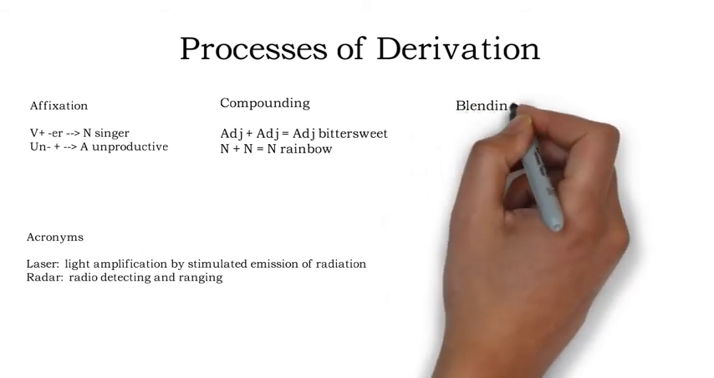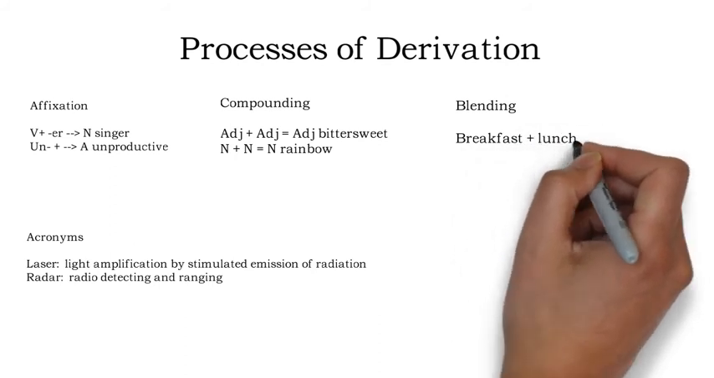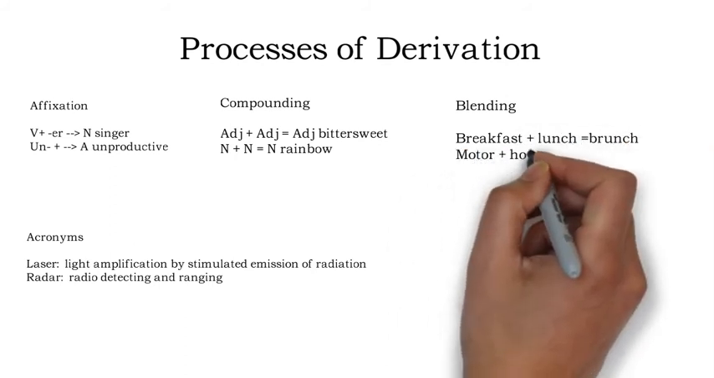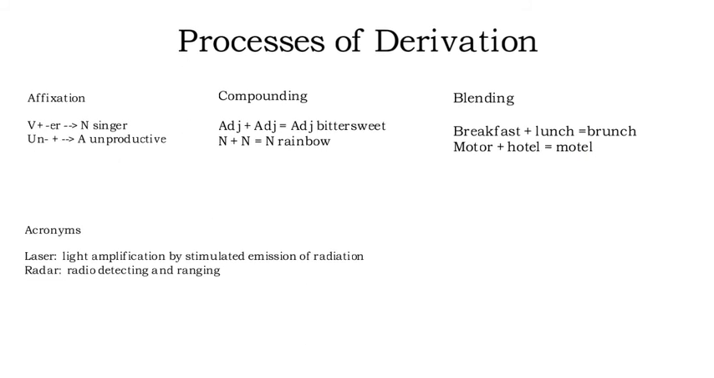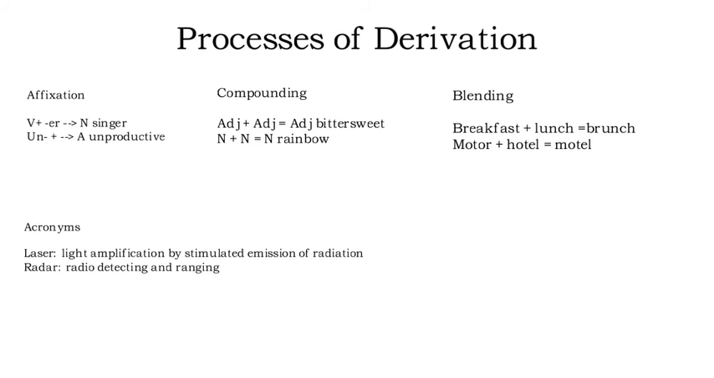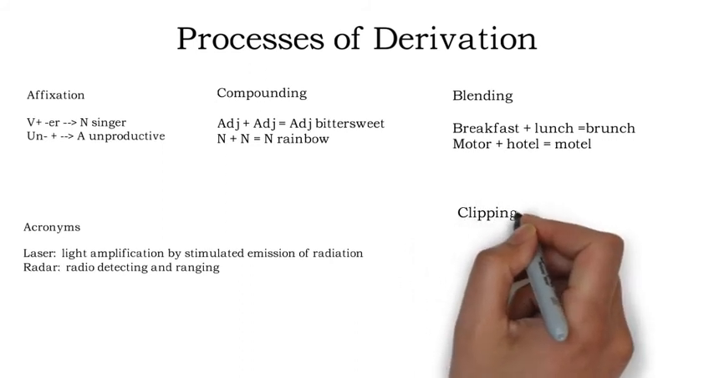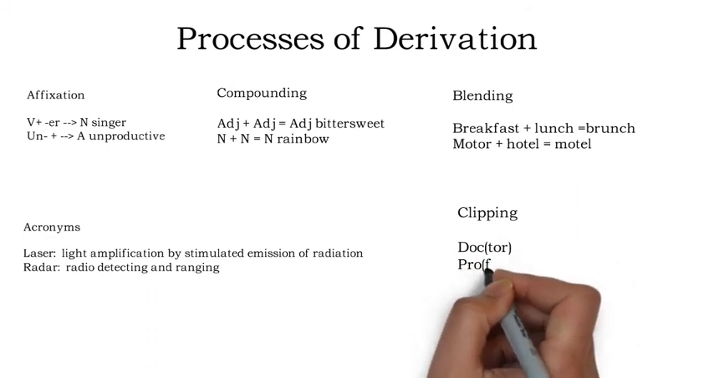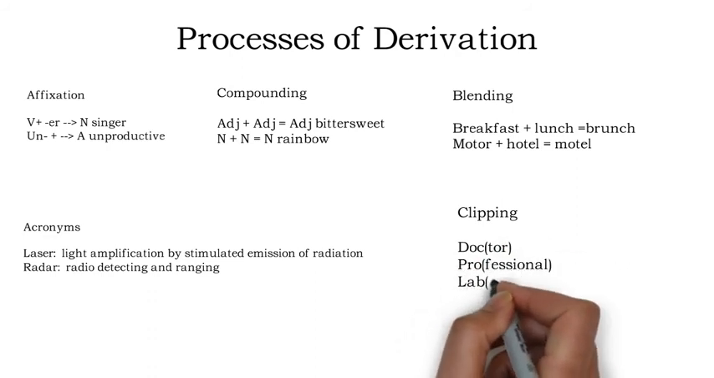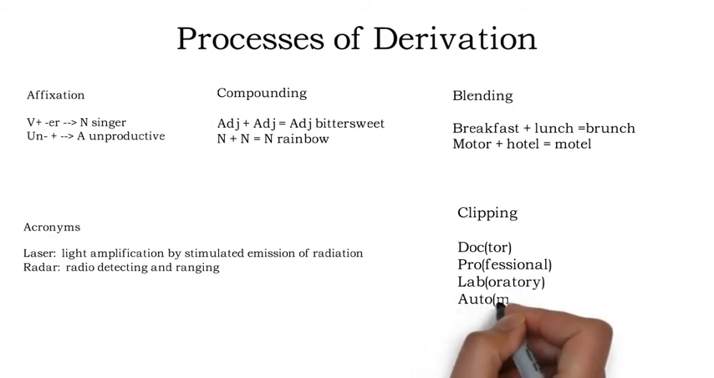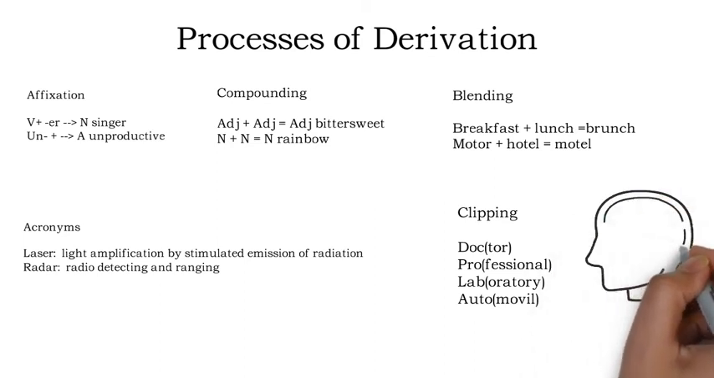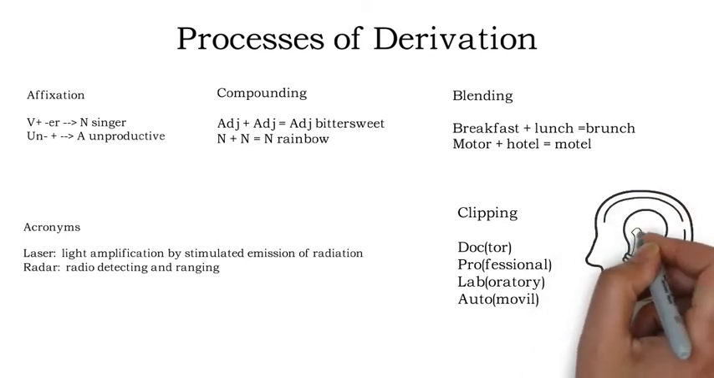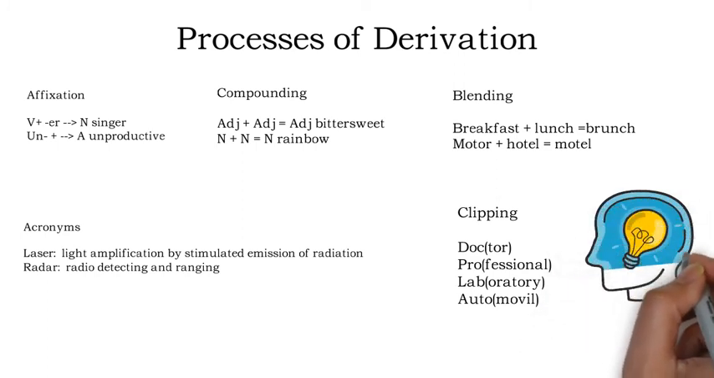The fourth is blending, parts of two different words are combined. For example, breakfast plus lunch is equal to brunch. Motor plus hotel is equal to motel. Finally, we have clipping. Longer words are shortened. Doctor is doc, professional is prof, laboratory is lab, and automobile is auto. So there are 5 different processes of derivation. We have affixation, compounding, acronyms, blending, and clipping.